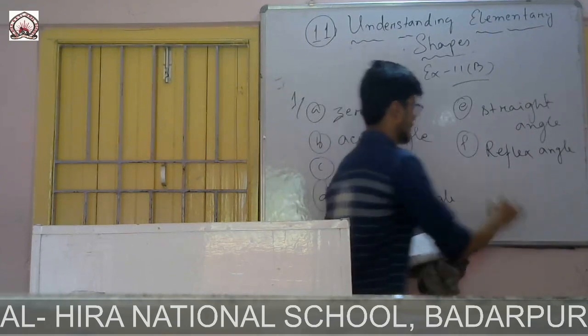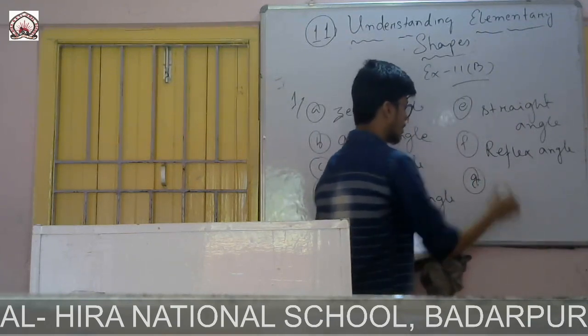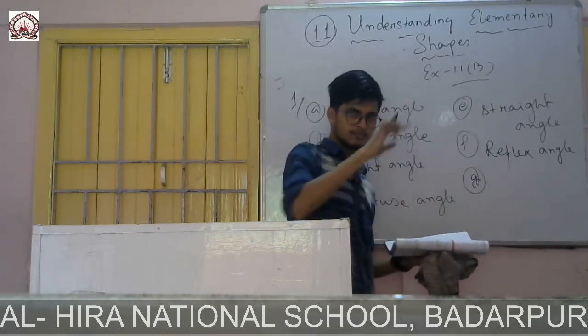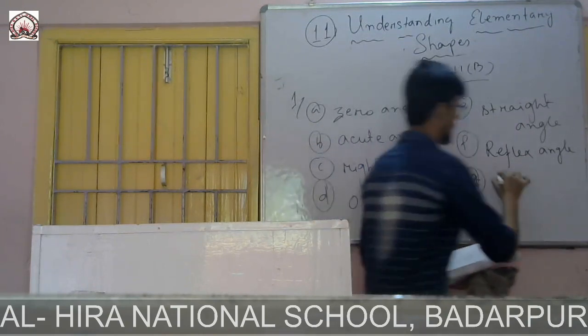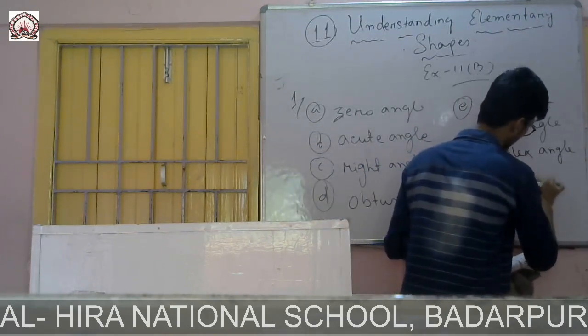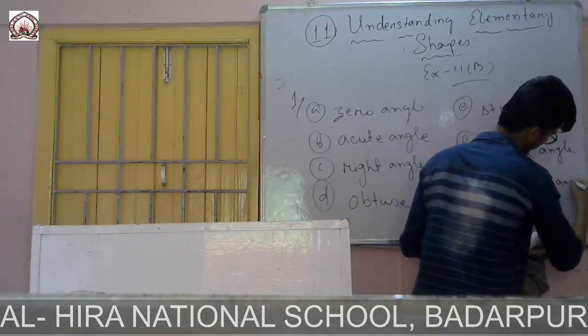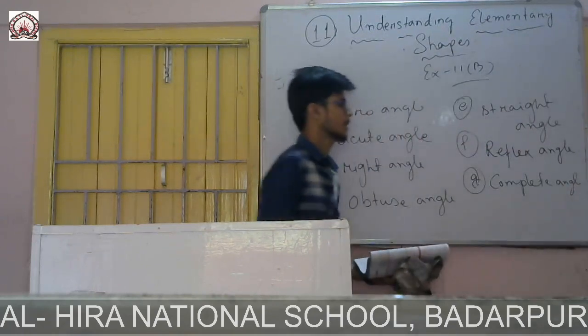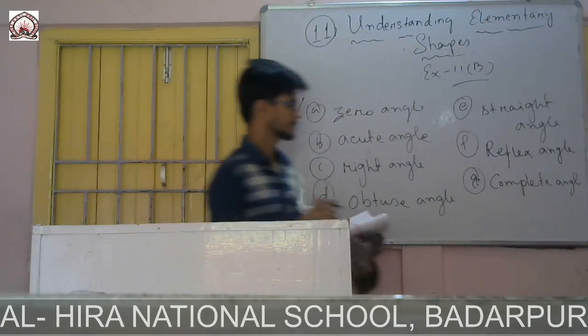Then next one, it is G. You see it is a complete angle. It is the full one, it is 360 degree. So we will say it is a complete angle.